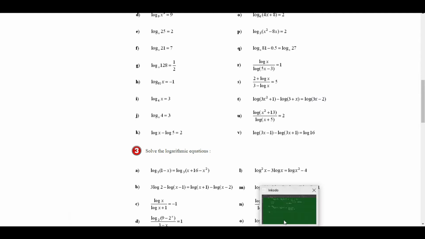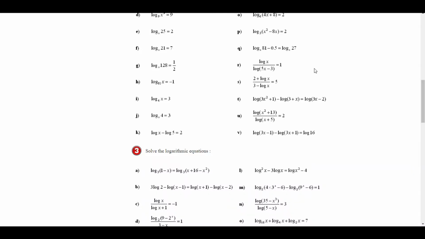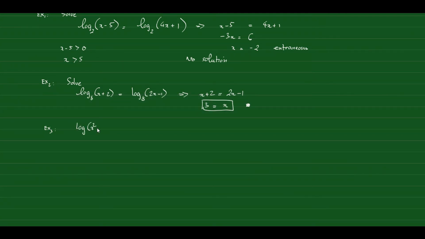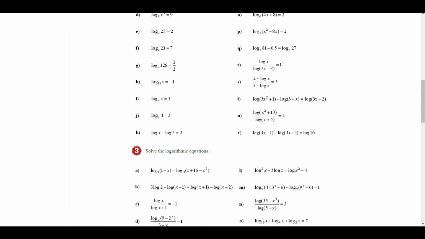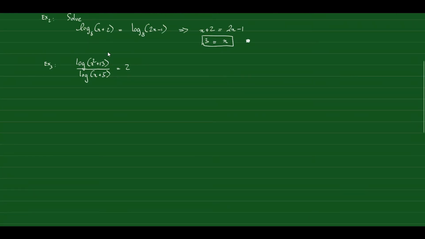So we have log base 10 of x squared plus 13, over log base 10 of x plus 5, equal to 2. Okay, so how are we going to do this?